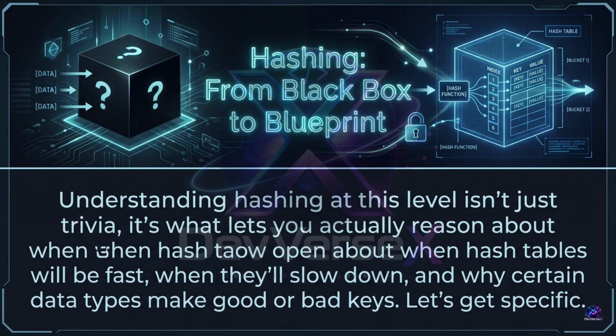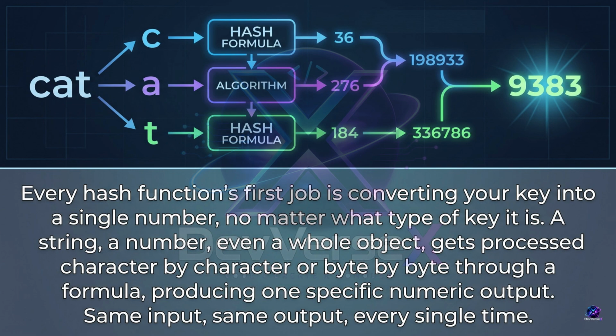Let's get specific. Every hash function's first job is converting your key into a single number, no matter what type of key it is. A string, a number, even a whole object gets processed character by character, or byte by byte, through a formula, producing one specific numeric output. Same input, same output, every single time.